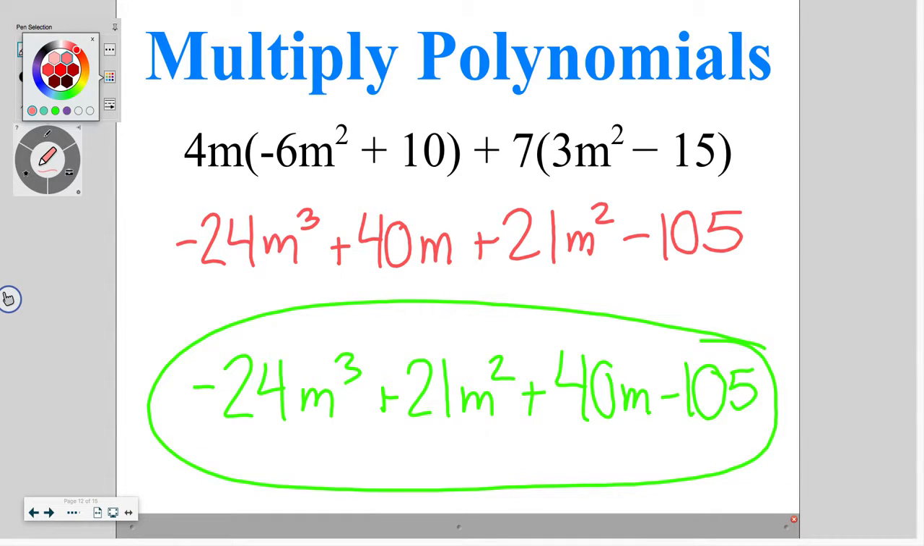So we ended up with negative 24m to the third, 40m plus 21m squared minus 105. There are no like terms here, but you should have it written out in standard form.